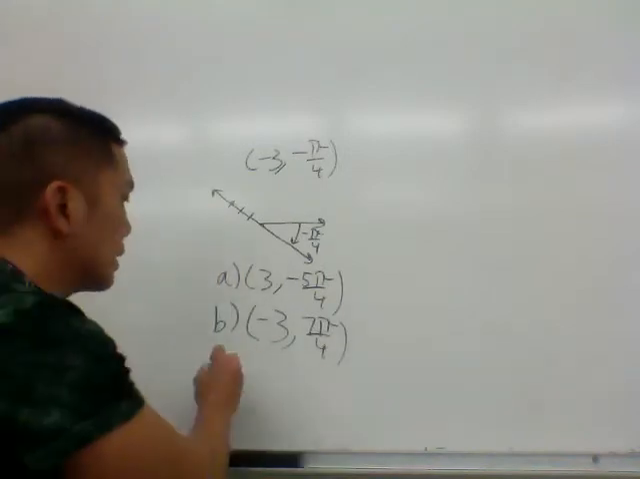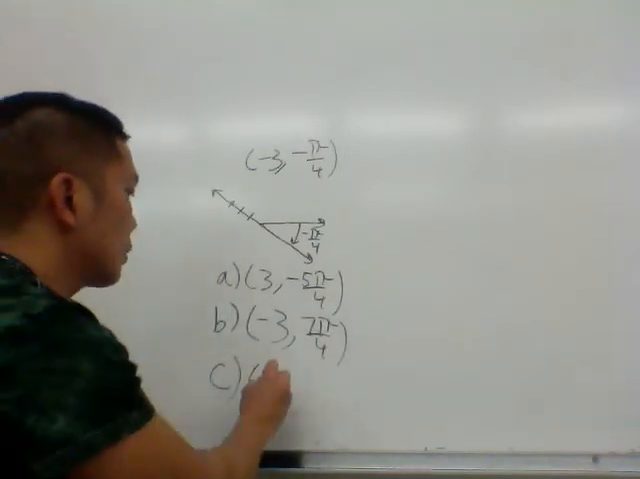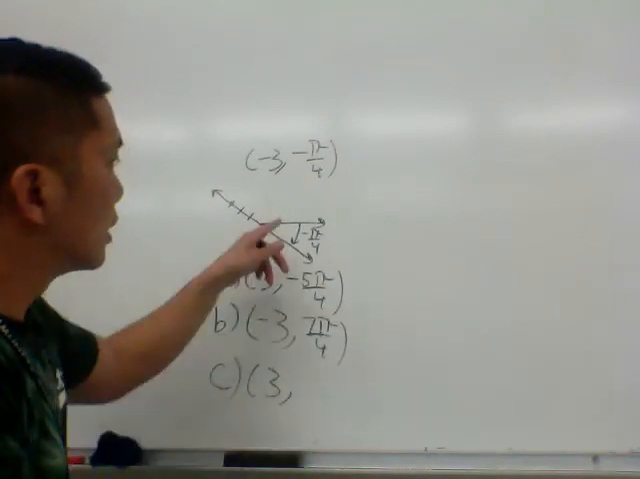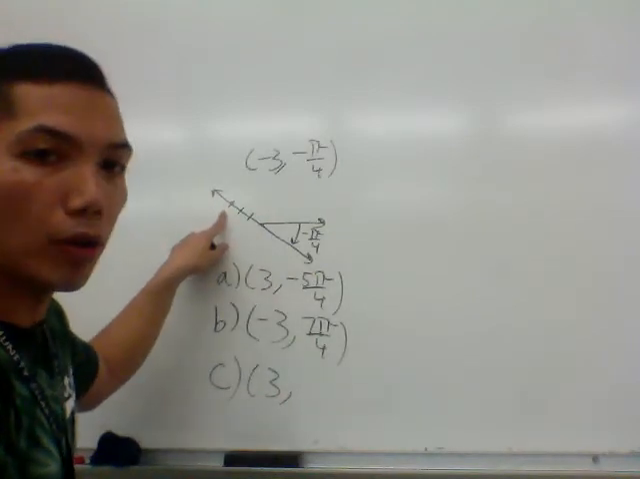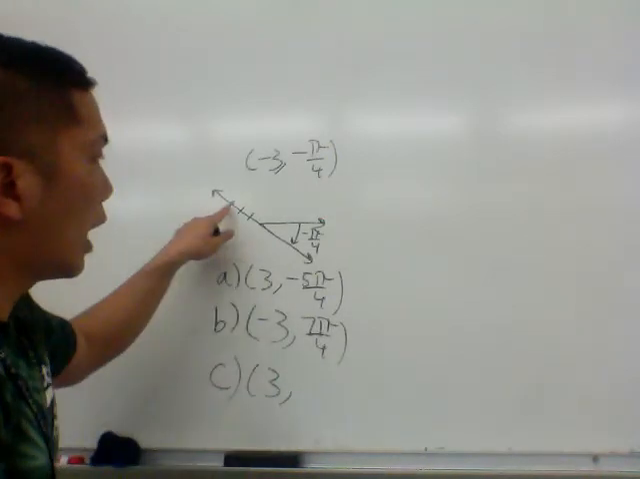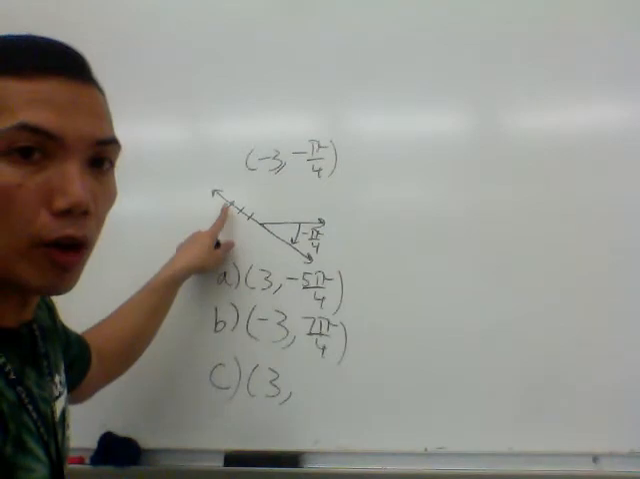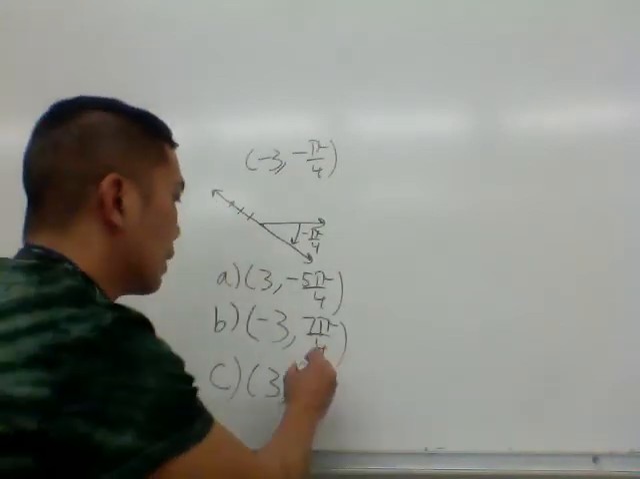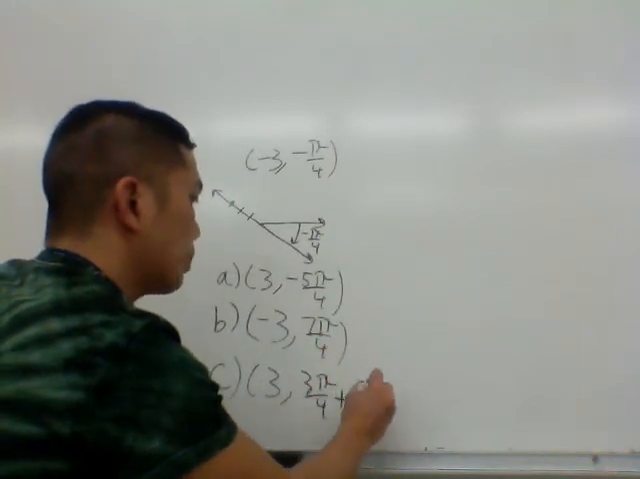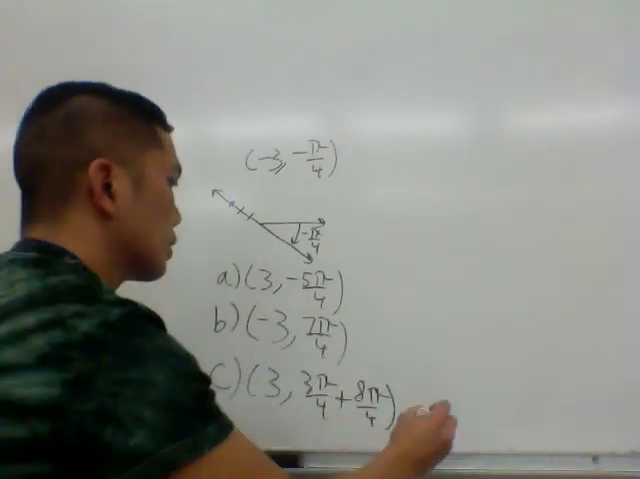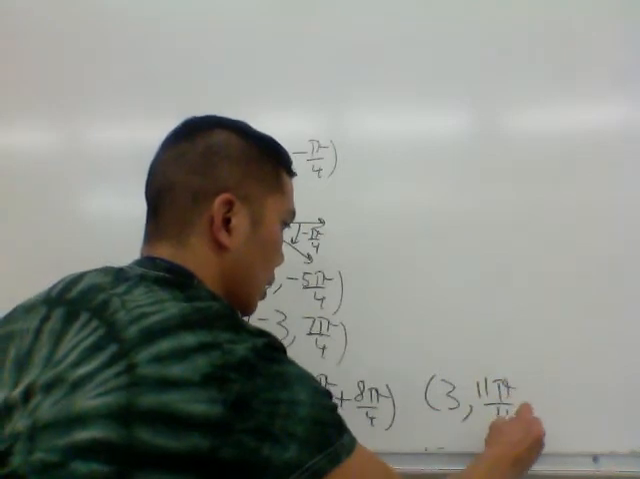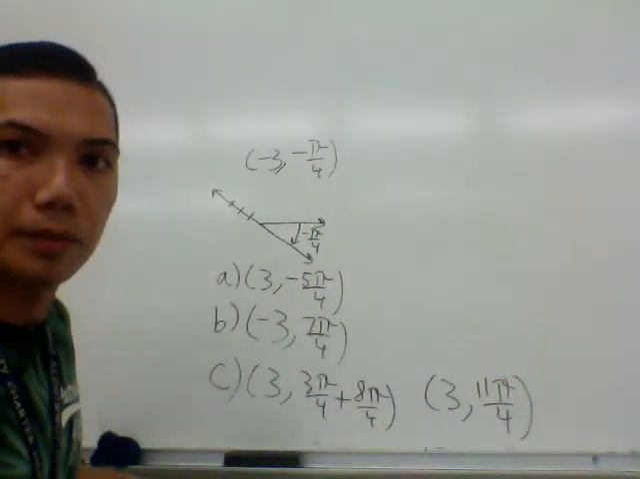And for letter C, I want my r to be positive, so it's 3, and I want to end up with an angle between 2 pi and 4 pi. This is 3 pi over 4, so I'm just going to add another revolution to it. So this is going to be 3 pi over 4 plus 8 pi over 4, since that's 2 pi. So my final answer for C is (3, 11 pi over 4).